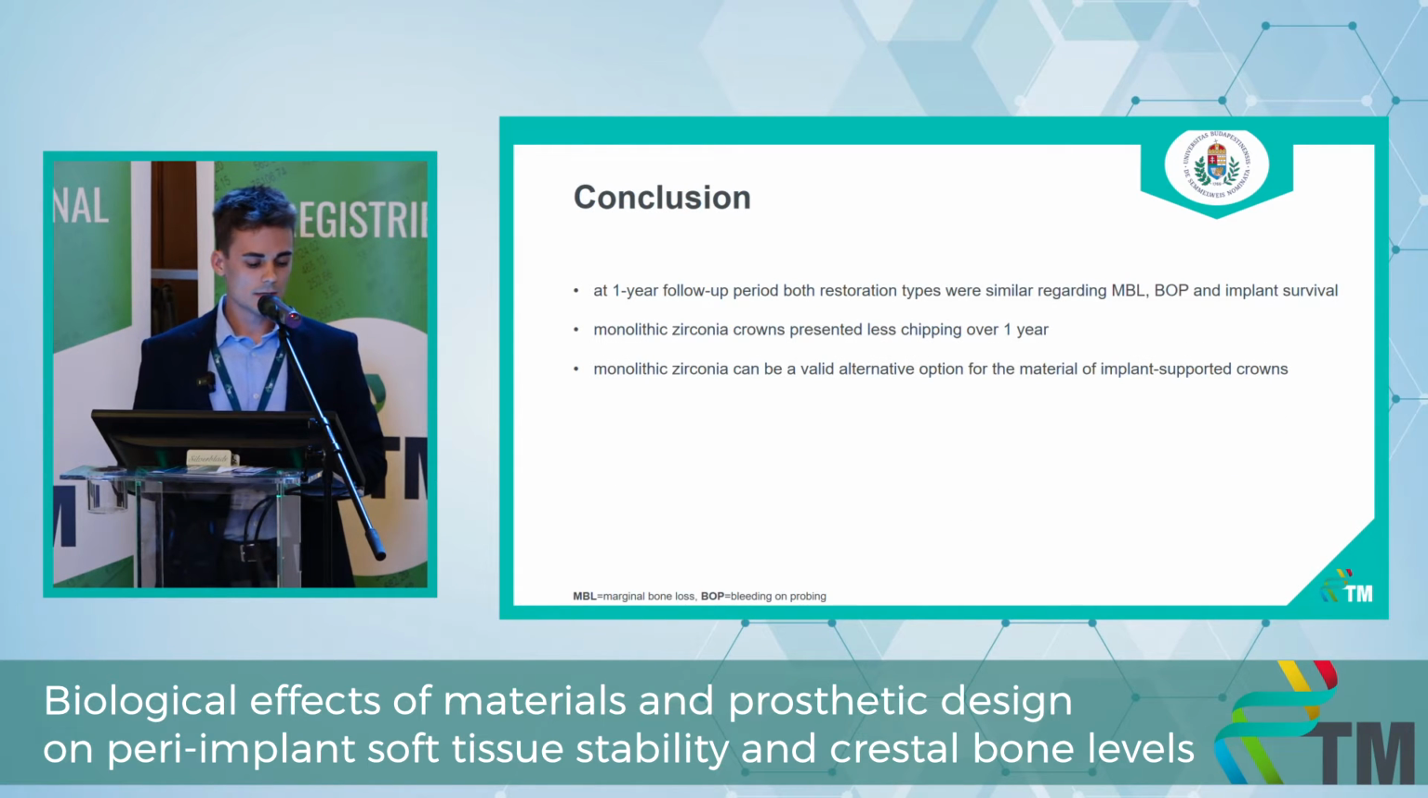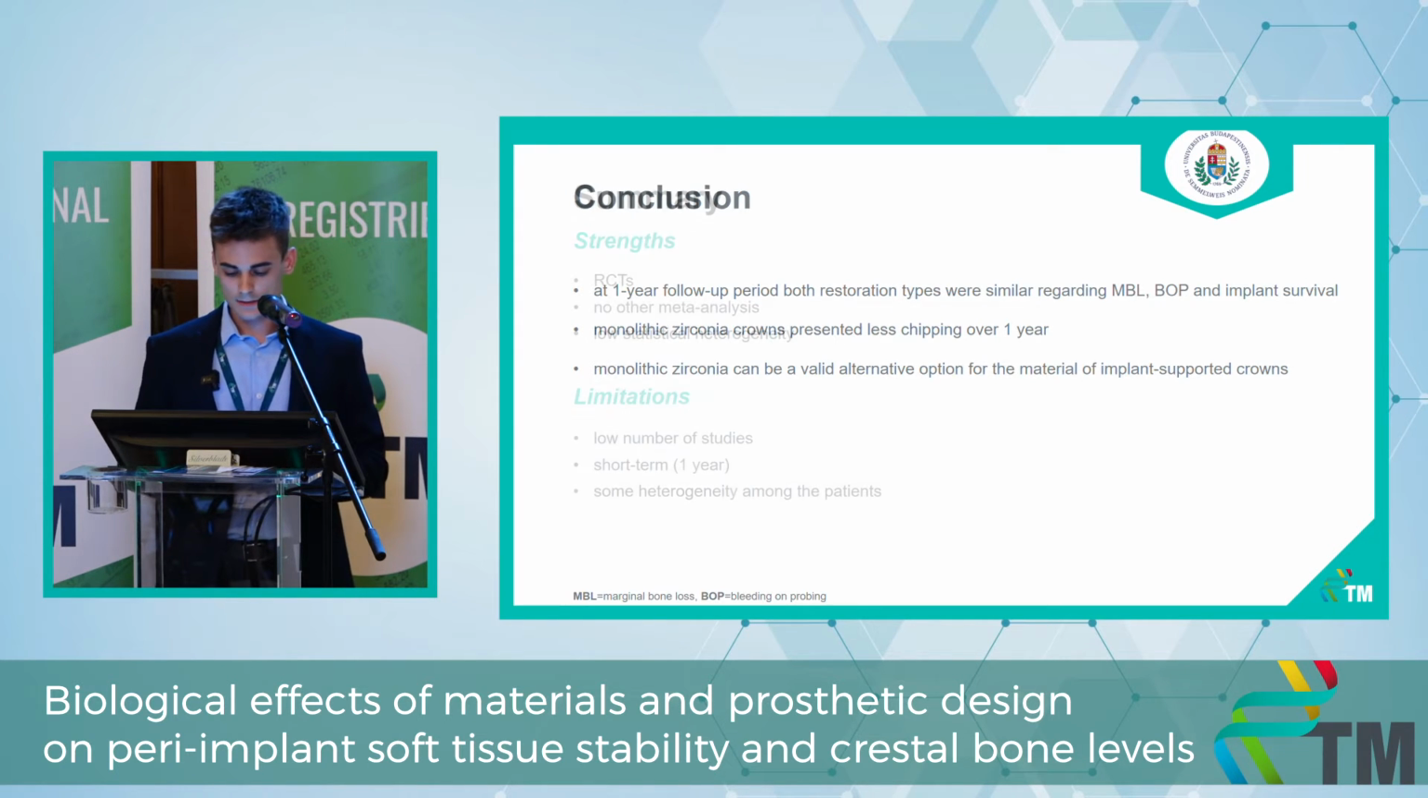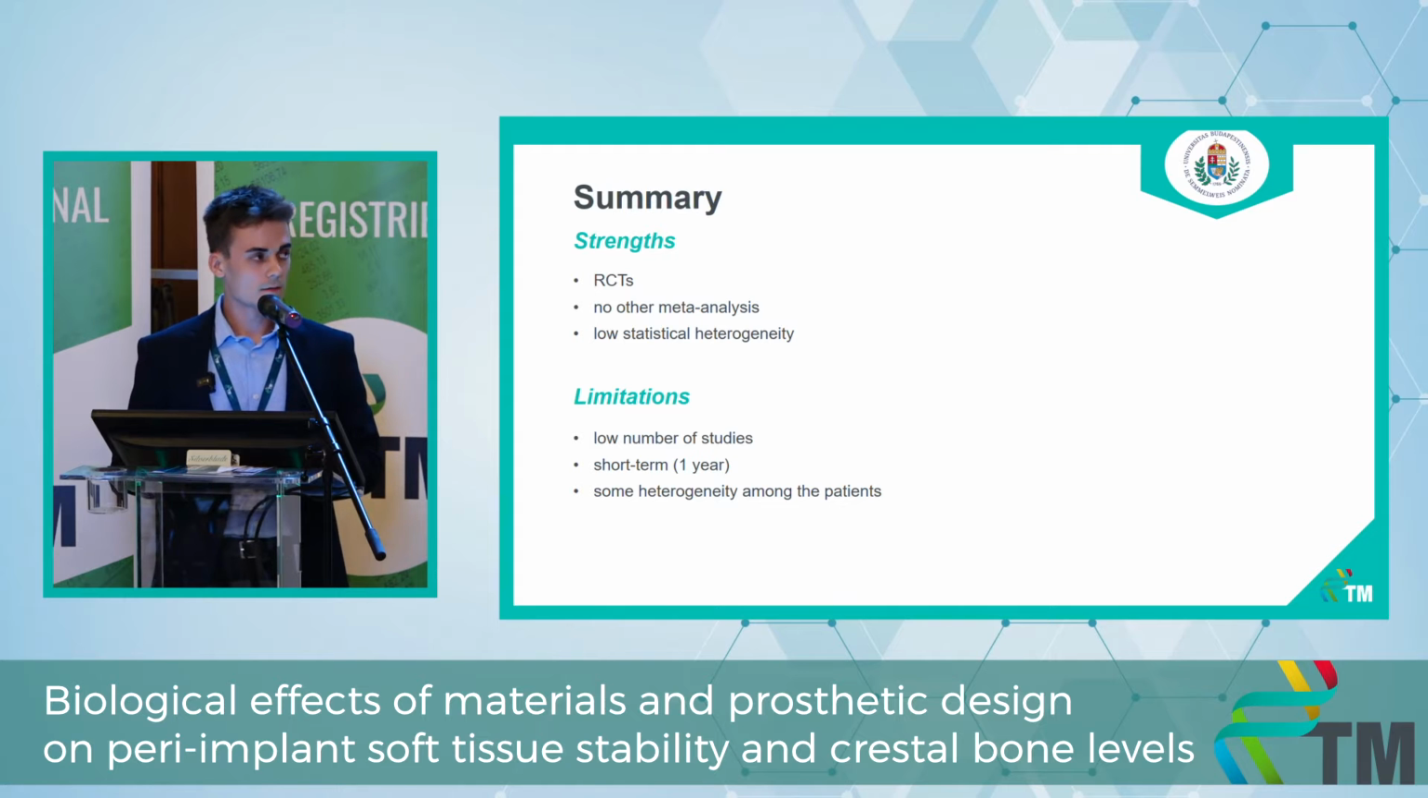For the conclusion, we can say that at 1 year follow-up period, both restoration types were similar regarding the bone loss, the bleeding and the implant survival. However, monolithic zirconia crowns presented significantly less chipping over 1 year. So we can say that these crowns are valid alternative options besides the gold standard. Our strengths are that all of our included studies were RCTs.